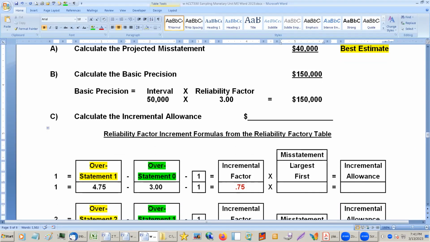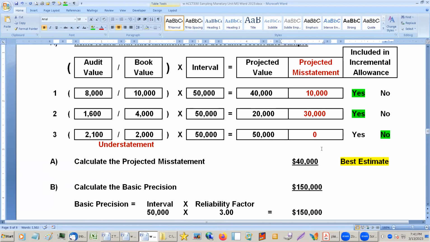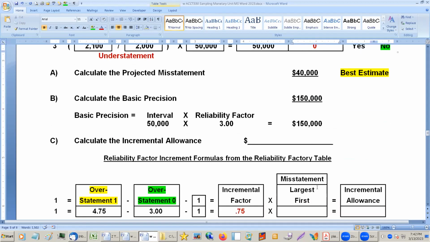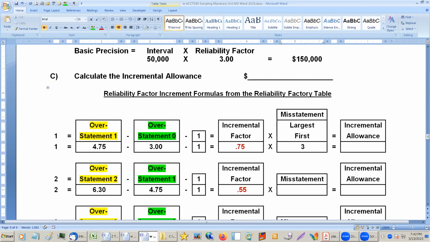So we're going to take the largest misstatement first. So which one is the largest? The 30,000 one? Yeah, I'm sorry. Sorry about my phone and the dogs. Yes, 30,000. So the 30,000 is the first one.